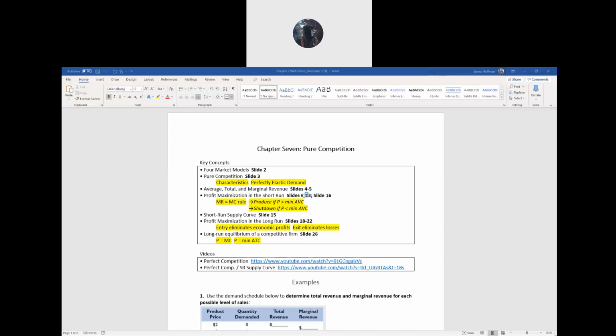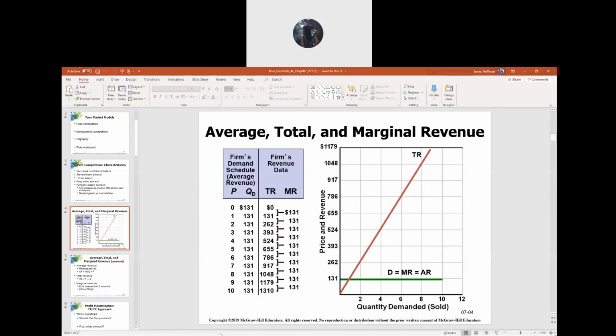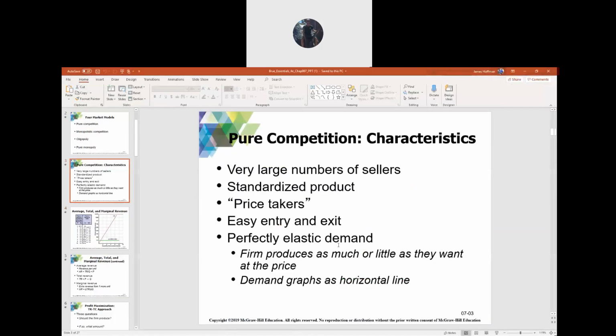Okay, so those are examples. And again, you can make any example you want here, but it has to be a standardized product. So as long as you assume that all the sellers are selling the same exact thing, which is a big assumption, but that's the purpose of this example, then it works here.